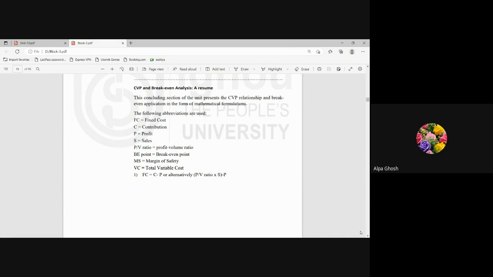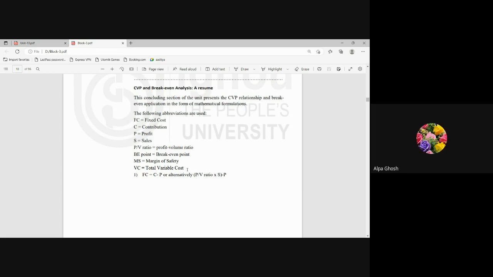Is this clear? All these alphabets or abbreviations which are used, are they clear? All these terms are familiar. Since 2 days we are talking about this only. It is clear.